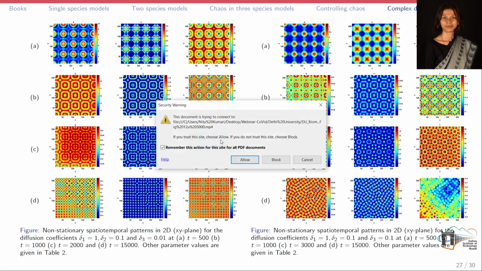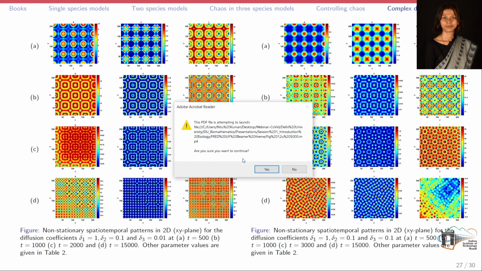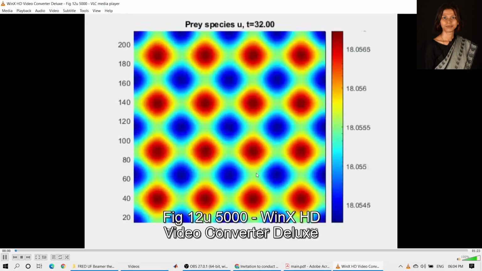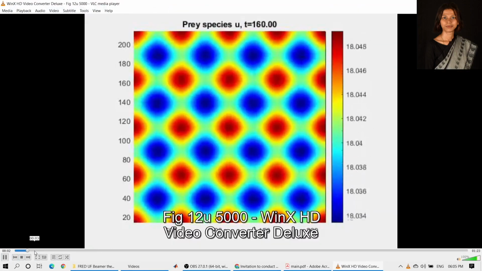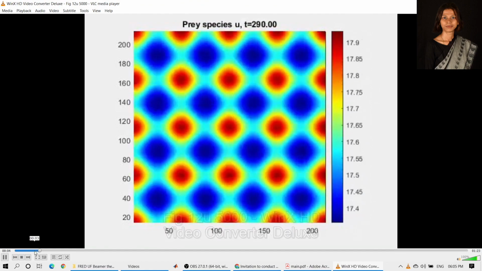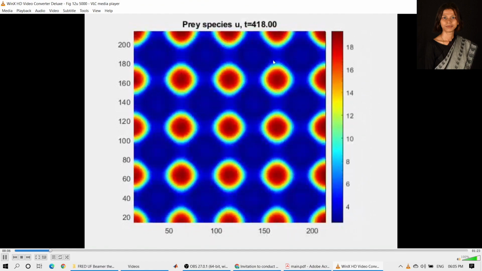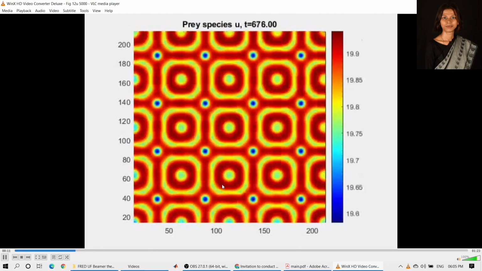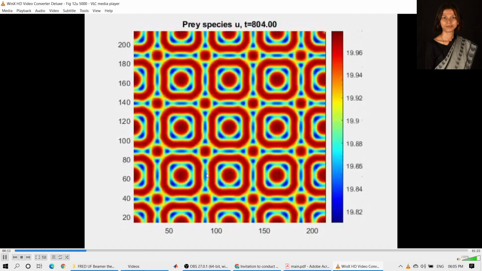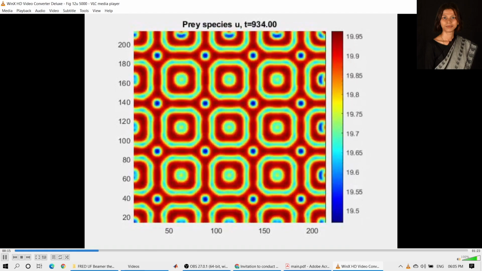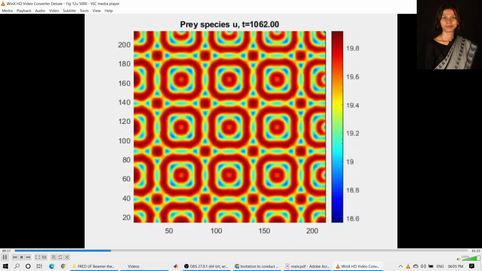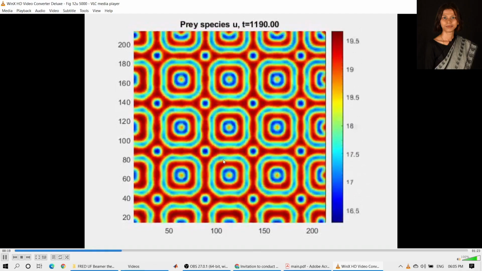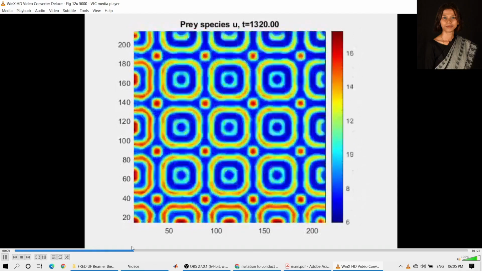We can also see how this is evolving with time. So we can see here from this movie that as the time increases, the prey species converges to a type of pattern which shows how this prey population is distributed in a spatial domain with time.